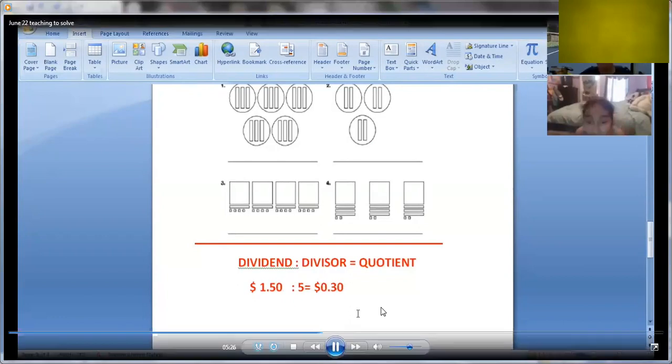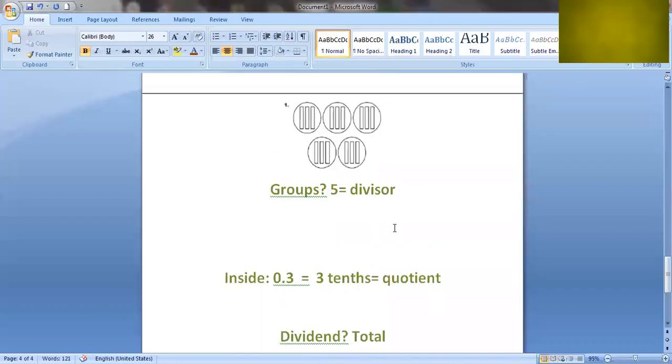Let's go to question number 2. What do you see? Okay, this is how we solve the first part of question number 1. So let's review this first part. You see this model, and you have to write a division. How can you write the division? First, you see the groups. How many groups? 1, 2, 3, 4, 5. So 5. This is my divisor.